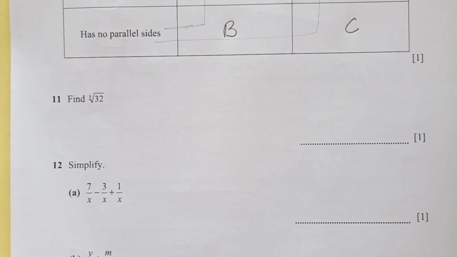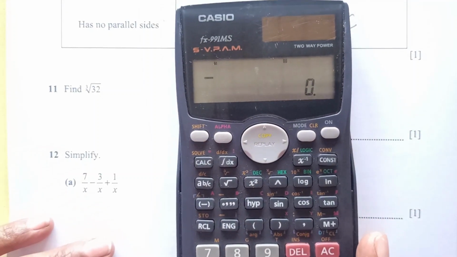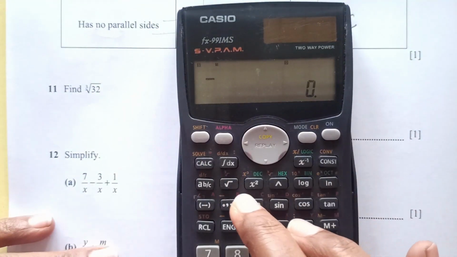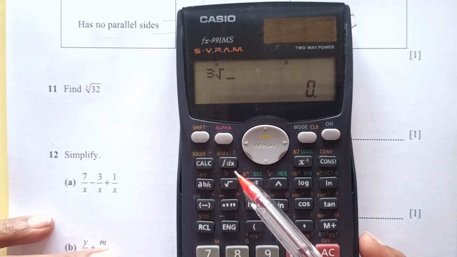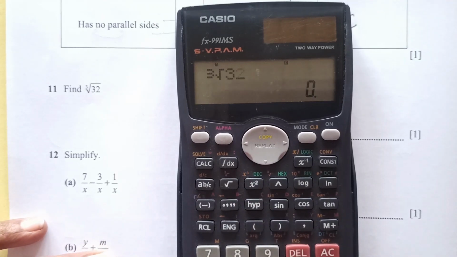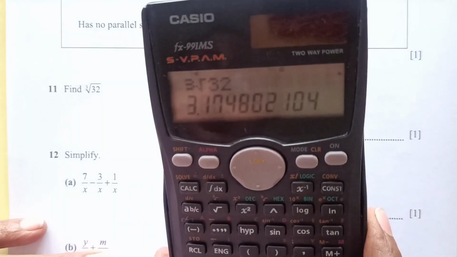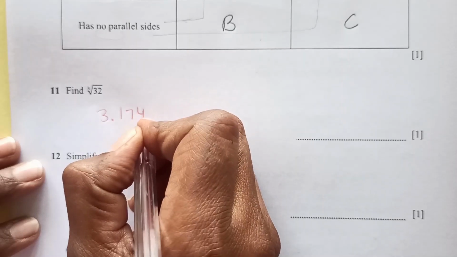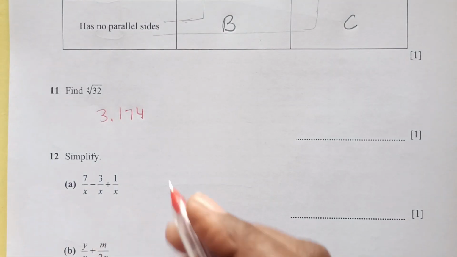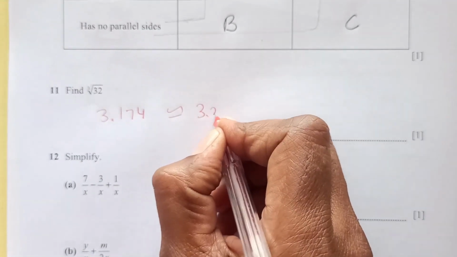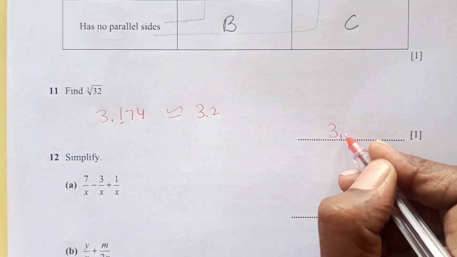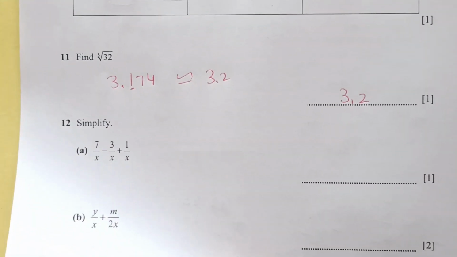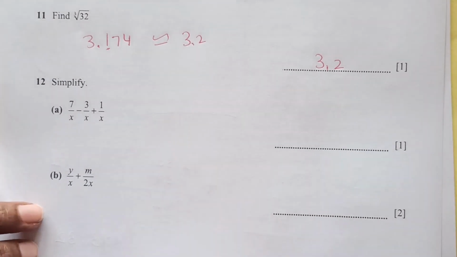Now, number 11, find cube root of 32. So I hope you guys know how to find out cube root. This is the symbol of cube root, down the square root here. Cube root of 32, which is 3.174, or we can approximate this to 3.2 here, right? Now number 12, simplify.